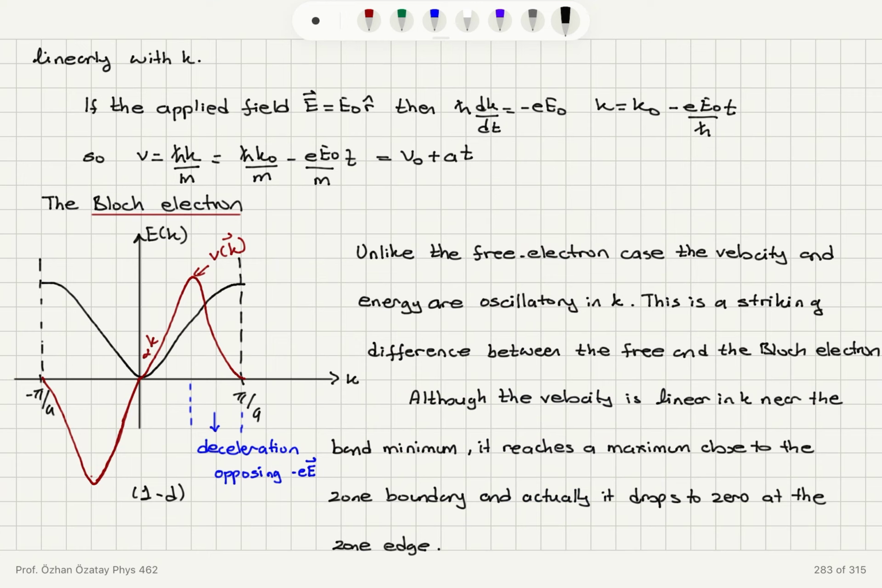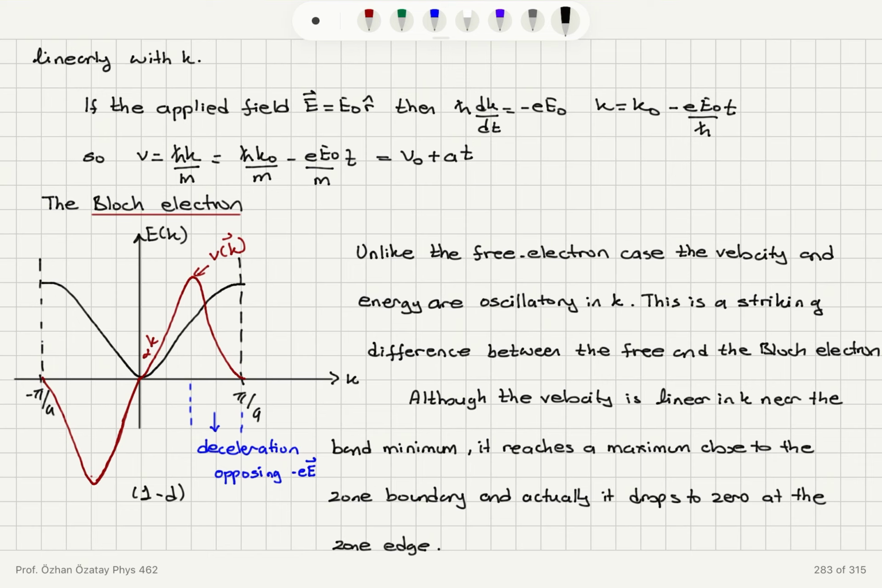If we have an applied electric field, a constant electric field in the x-hat direction, the force on the electron, ħ dk/dt, is minus eE₀. That gives us, for the solution of the wave vector, k = k₀ minus eE₀/ħ t. So it's changing linearly with time, and since the group velocity will be ħk over m, it's ħk₀/m minus eE₀/m t. So we find that it is v₀ plus at, acceleration times time. So it's basically linearly changing with time.